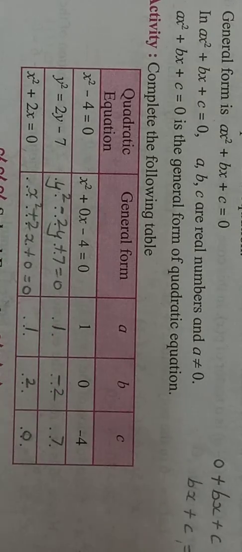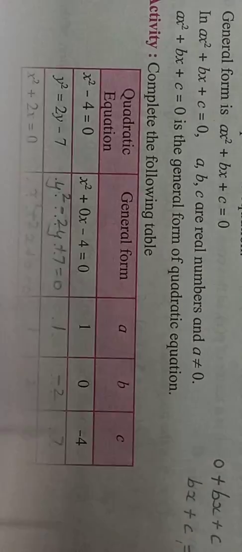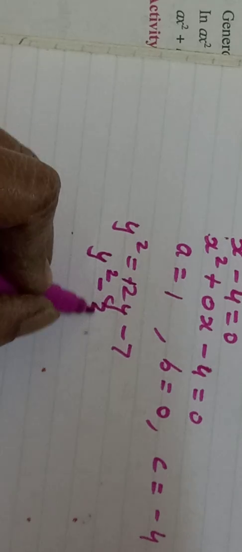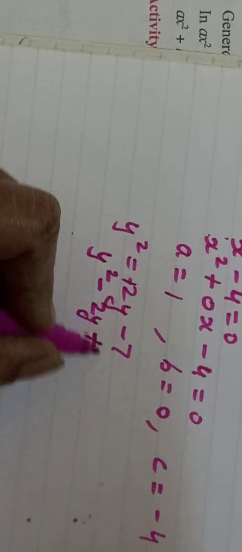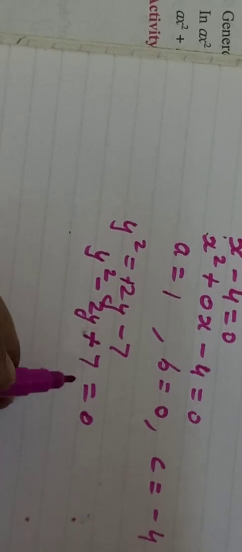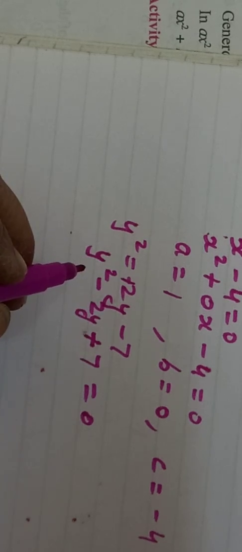The second one given is y square is equal to 2y minus 7. This one. Now what you will do here for this one. Y square, these two terms you have to take to LHS. No sign means plus. So it will become y square minus 2y plus 7 is equal to 0. Because on the right, for a quadratic equation, you want 0. So all the terms have to be taken to LHS.